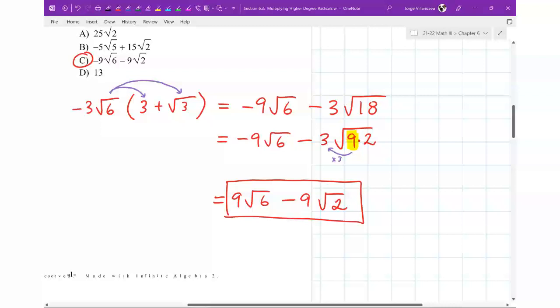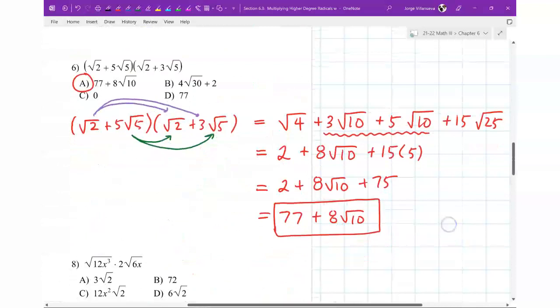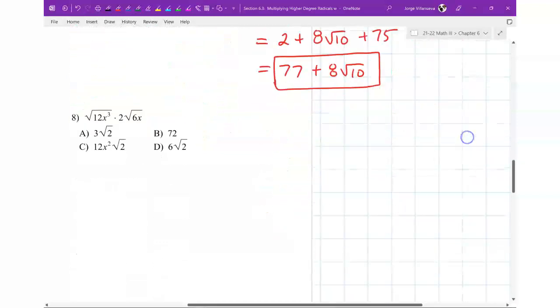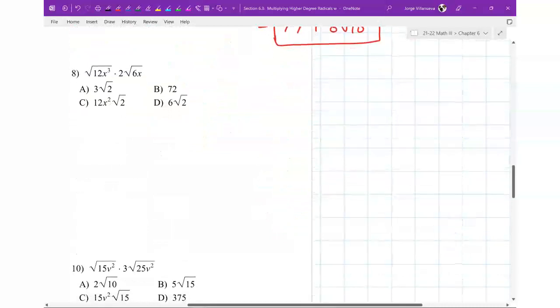Oh, okay. And then what about 6? Anybody have questions on 6? And just take your time with it, right? Don't rush it. So the rest of the problems, I think, are going to have variables. So let's take a look at number 8.